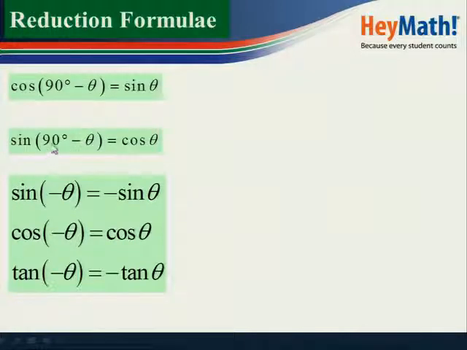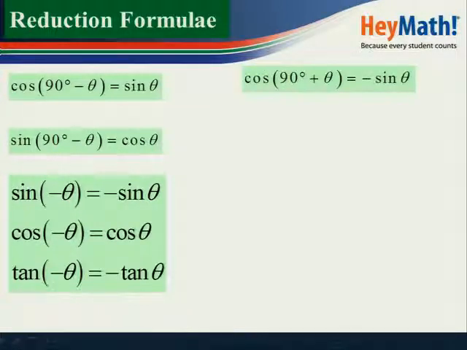Look at this one. The sine of 90 degrees minus theta. The original trig ratio is sine. 90 degrees minus theta is an angle in the first quadrant. So in the first quadrant, sine is positive. But because it's 90, sine will change to cos. If you reduce the sine of 90 degrees minus theta, this is equal to the cosine of theta.